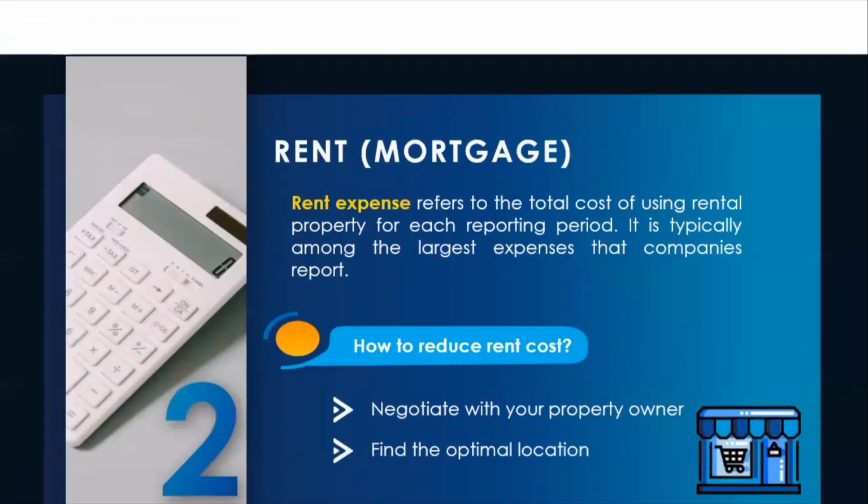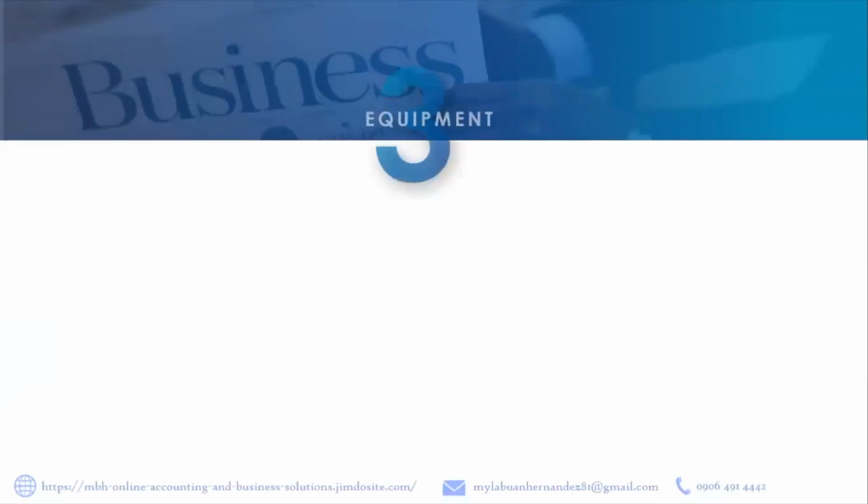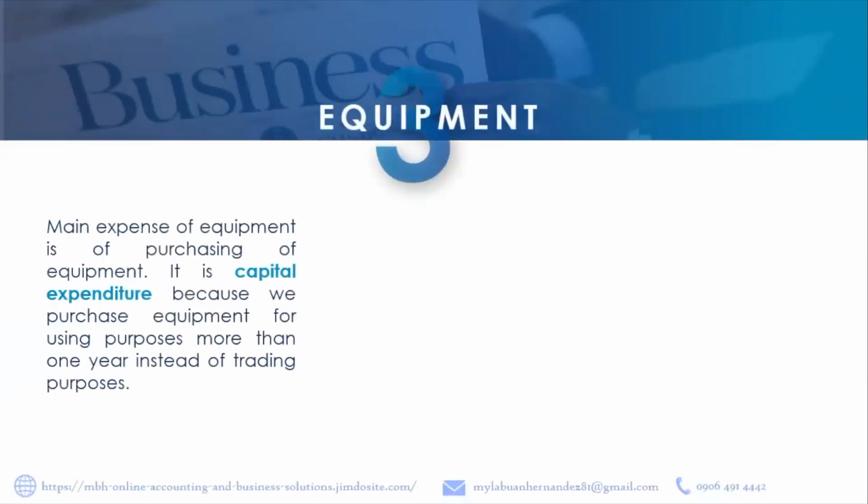The main expense of equipment is the purchase of equipment. It is a capital expenditure because we purchase equipment for use for more than 1 year instead of for trading purposes. How to reduce equipment costs?